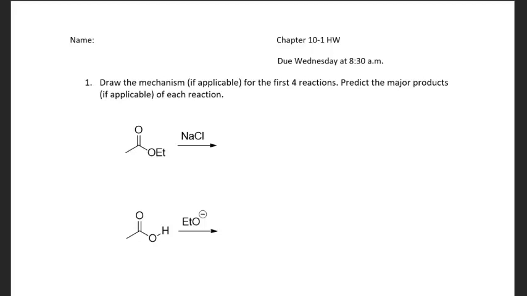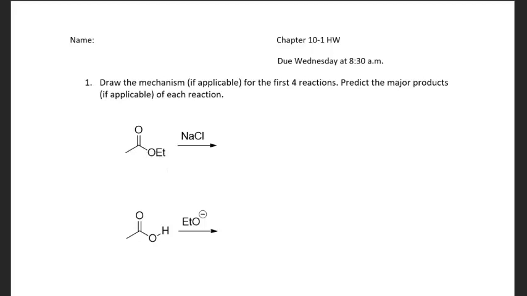For the first problem, we're asked to draw the mechanism for the first four reactions, if applicable, and predict the major products, again, if applicable for each reaction. So for this first reaction, this is interesting. We have our chloride anion as our what could be nucleophile, and our O-ethyl group as our leaving group.